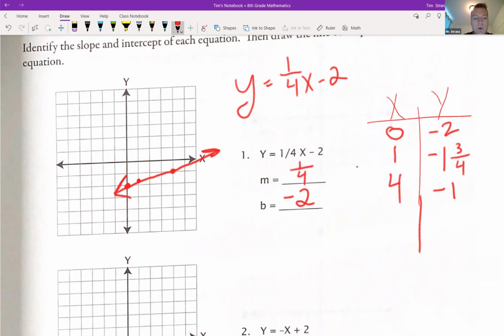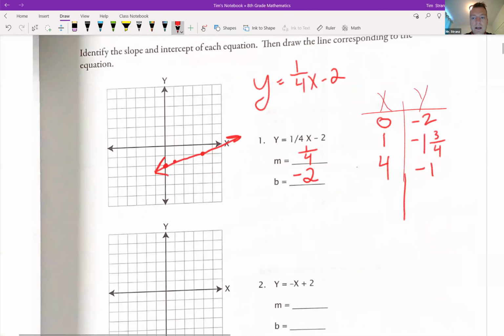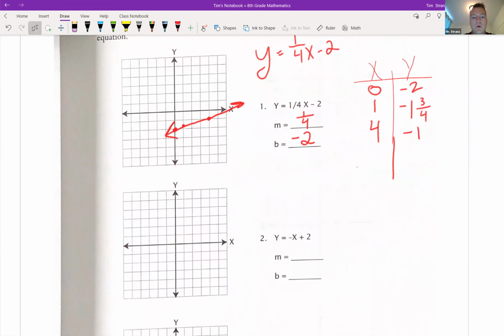Okay, it's a positive slope because we can see our line is going left to right, up and to the right. X is getting bigger as it goes on. Okay, so there you go. That is going to be the line and the slope and the equation.